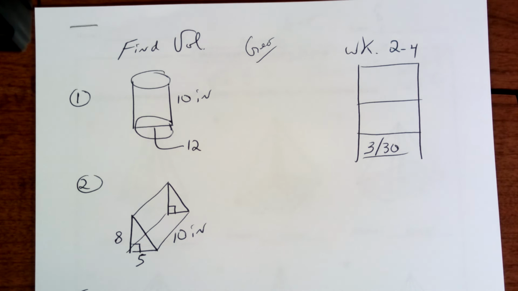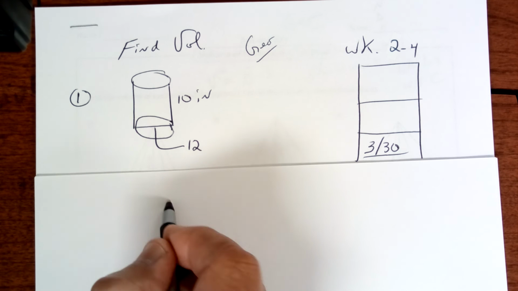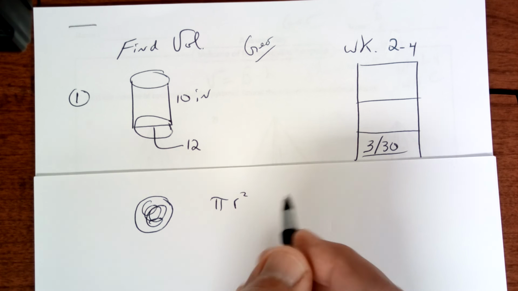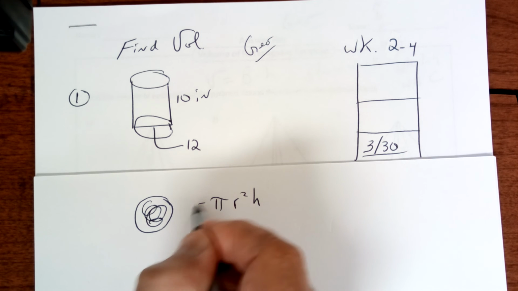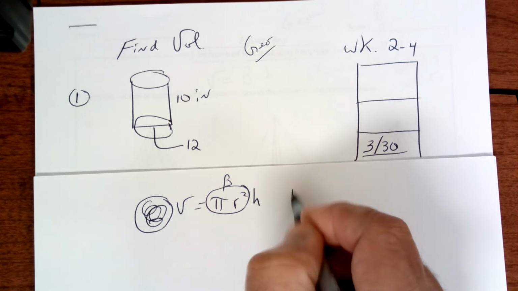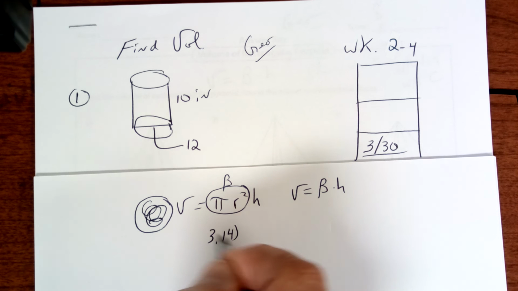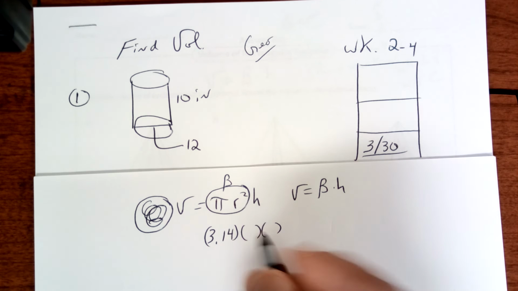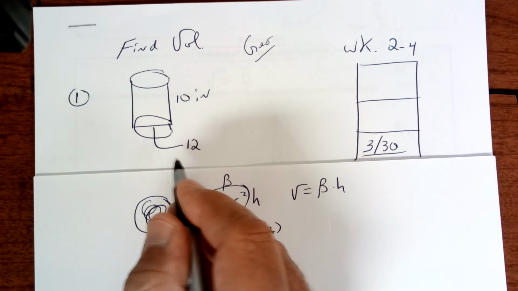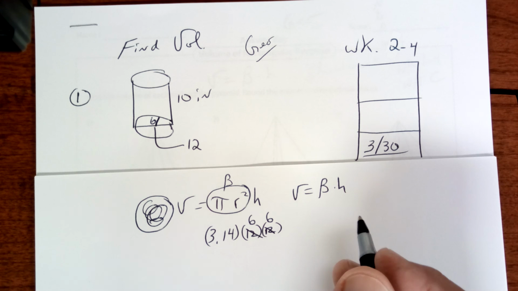So on this one right here, we're going to do the volume, and the volume is the bottom, which is a circle. So put pi radius squared times the height, and that gives you volume. This is your big V right here. Remember, volume is big V times h. Anyway, pi is 3.14. The radius is not 12. If you put 12, you're going to miss it. It should be half of that. The radius is 6. So it should be 6 times 6 times the height, which is 10.